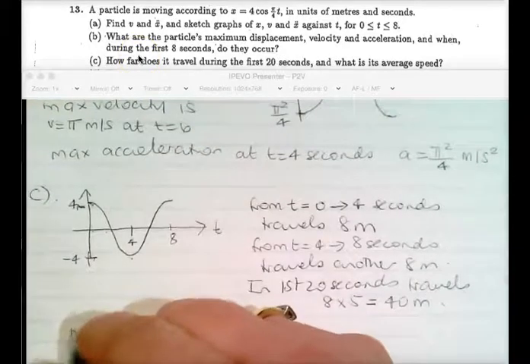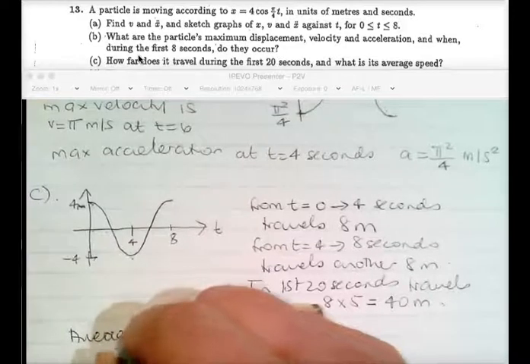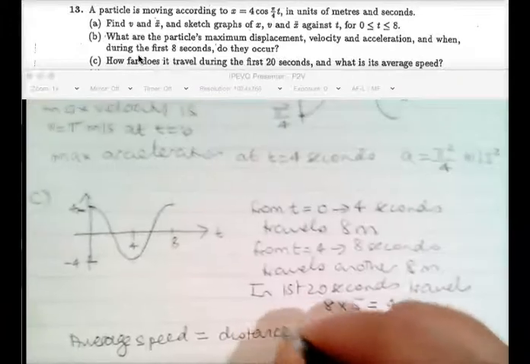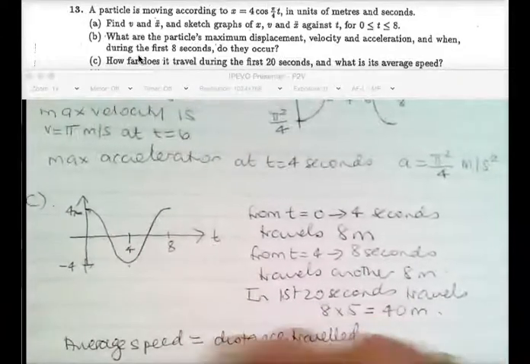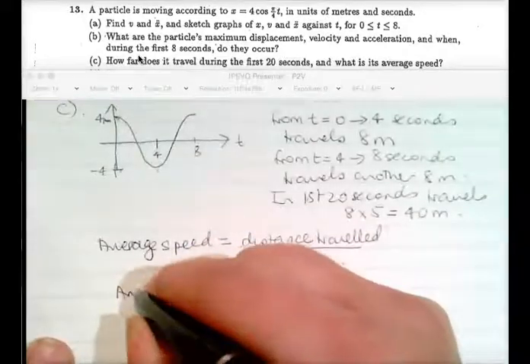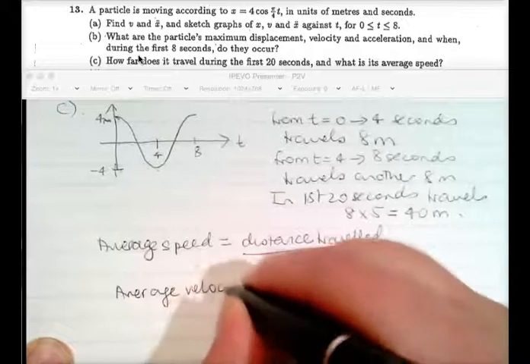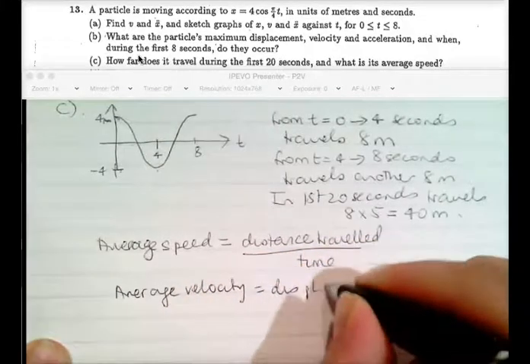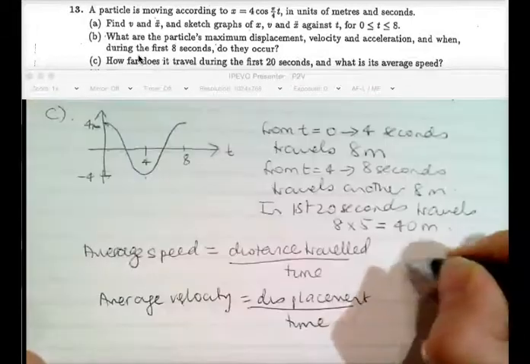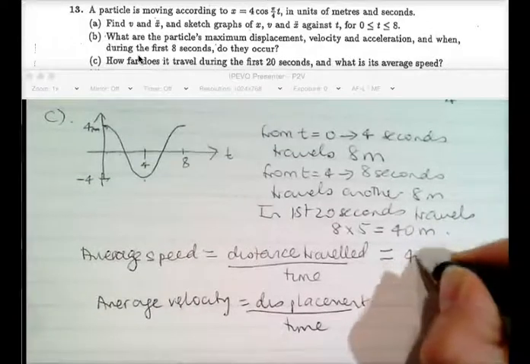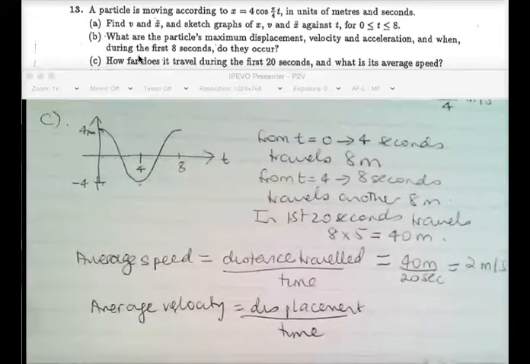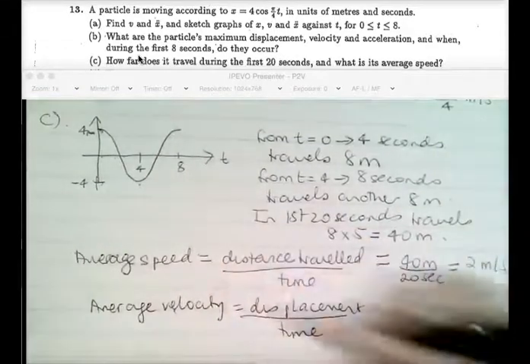Now the average speed. It's not velocity, it's speed. Speed is the distance travelled over the time, whereas average velocity is different. You must use the displacement during that time over the time. So we're not doing average velocity, we want average speed. So it's the distance travelled, which is 40 metres in those first 20 seconds. Therefore, it's 2 metres per second. The velocity would actually be quite different.